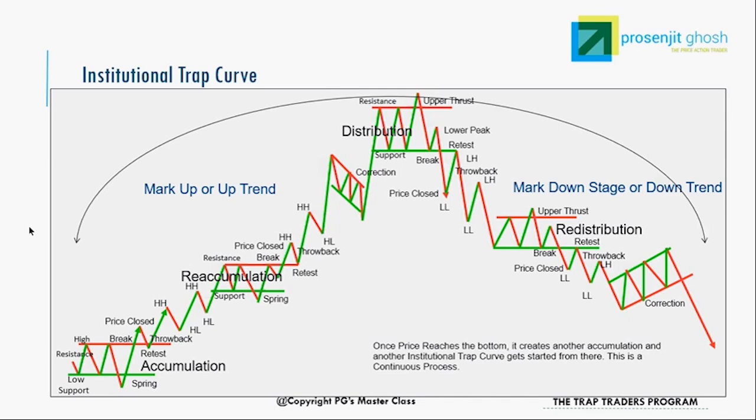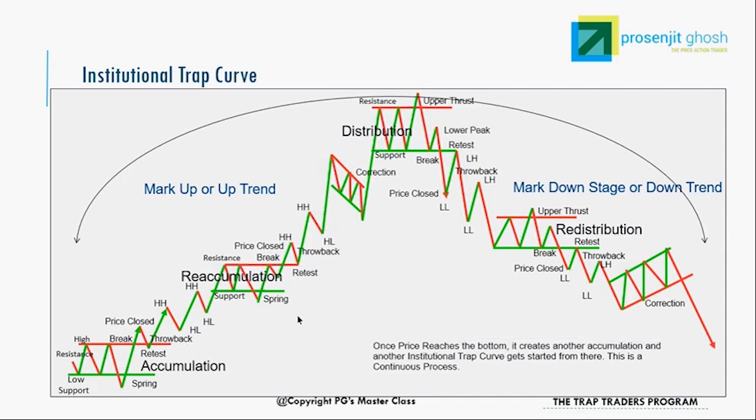Price is very dynamic. So it doesn't mean that the reaccumulation has to happen at this level. It is not that. It can happen at this level as well, or maybe at this level. And once the reaccumulation happens, we can go long.